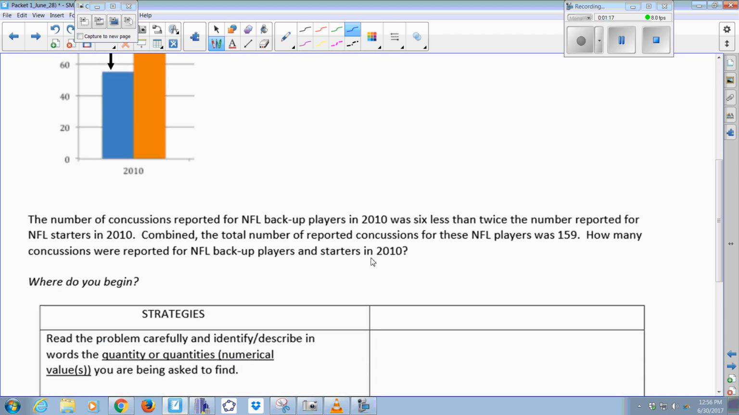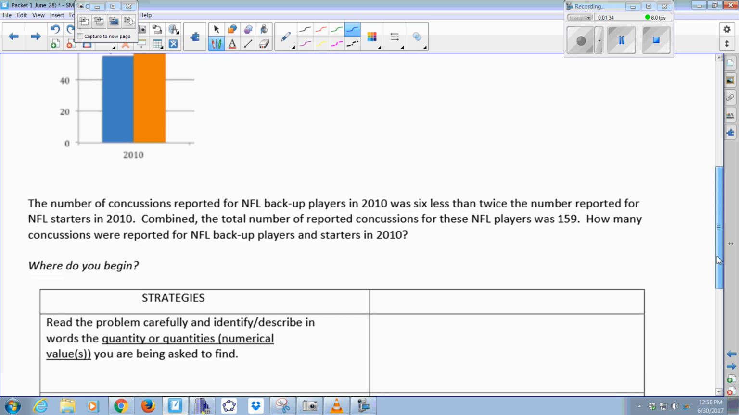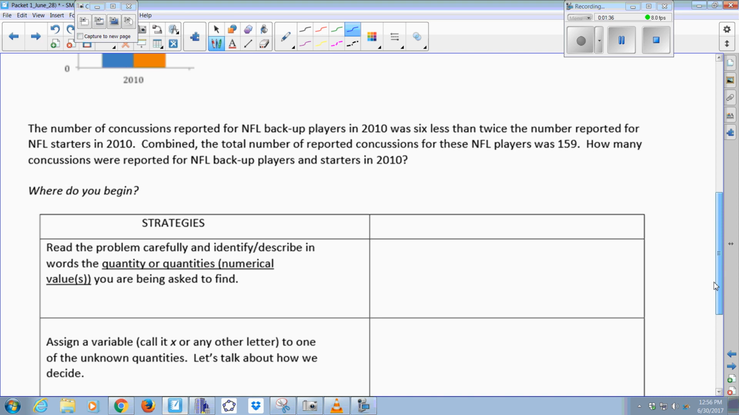The number of concussions reported for the NFL backup players in 2010 was 6 less than twice the number reported for NFL starters in 2010. Combined, the total number of reported concussions for these NFL players was 159. How many concussions were reported for NFL backup players and starters in 2010?